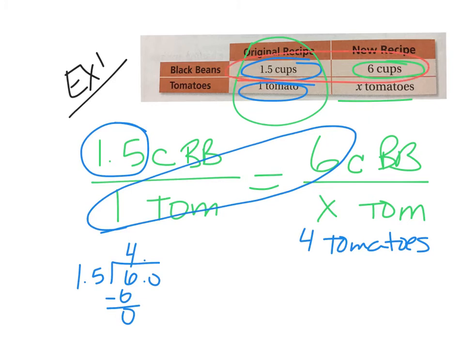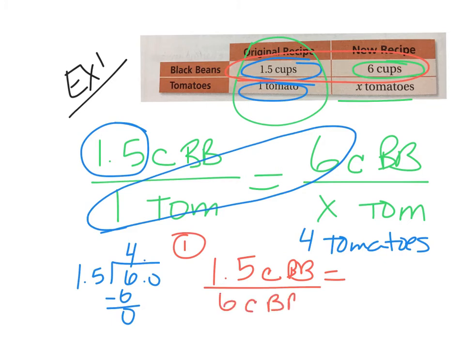Rows. So I can say this is on your own number 1. I'm squeezing it in this screen. Please use your space. So I'm going to say 1.5 cups of black beans equals 6. Wait, that's not different. Equals rows, right? 1 tomato. So we're going to put on the bottom here 6 cups of black beans. And then it equals 1 tomato over X number of tomatoes.